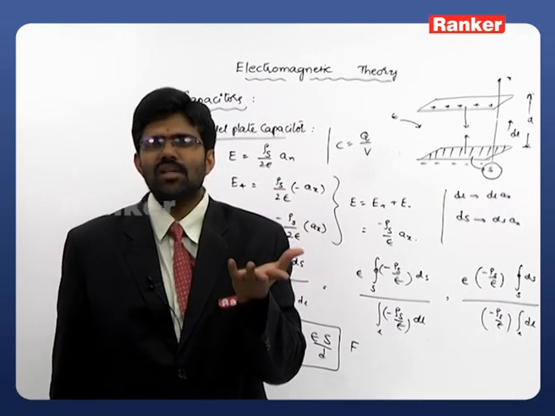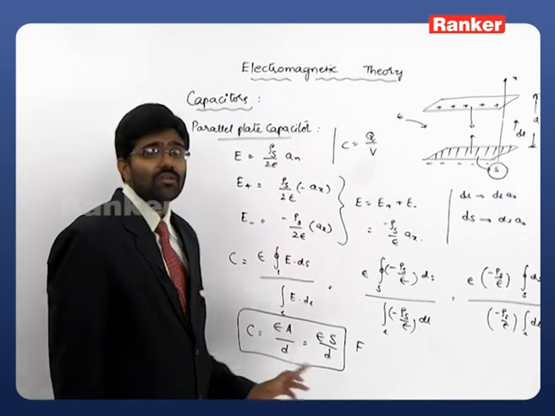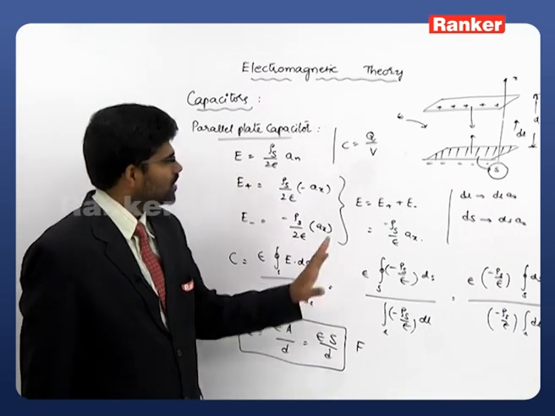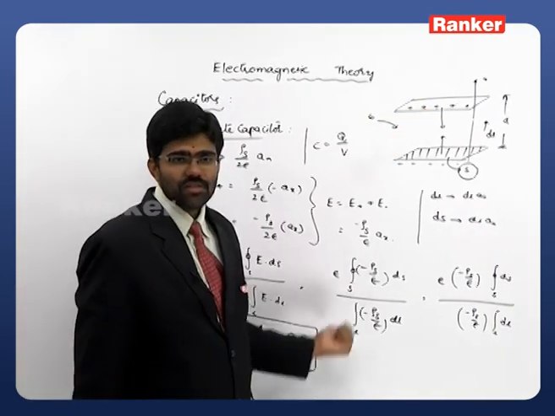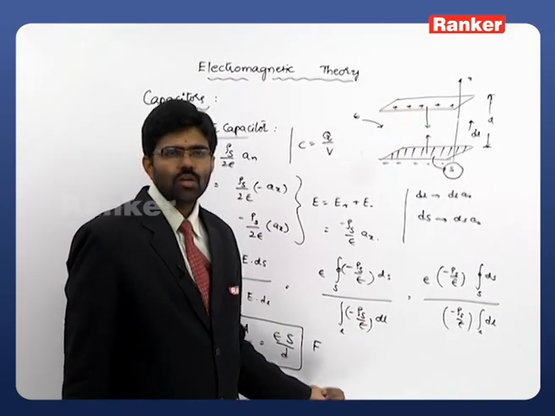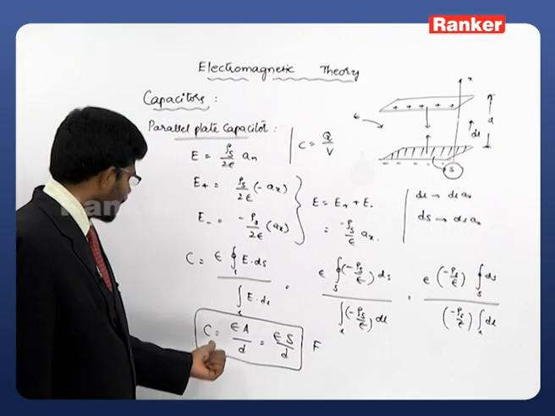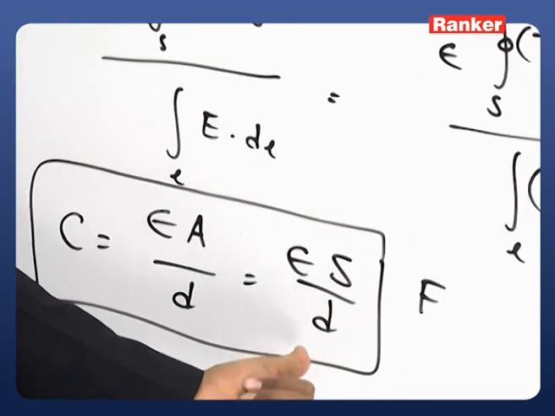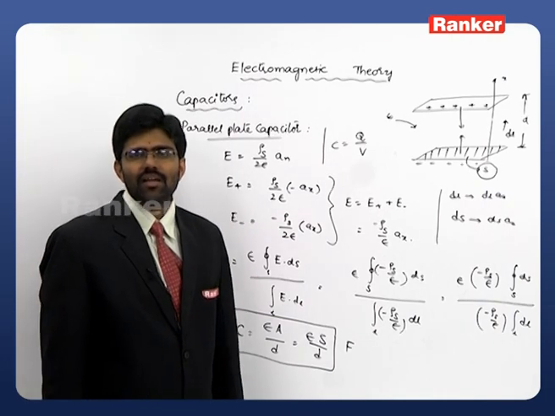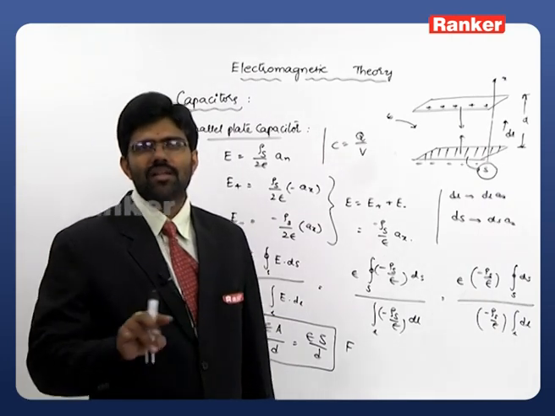So clearly what we can say is this capacitance is a physical property of the arrangement. It's nothing more than that. If you change the distance between them, the capacitance will vary. If we change the cross-sectional area, the capacitance will vary. So simply we can remember that C equals epsilon S by d is the formula. It's a very useful formula for calculating the capacitance of a parallel plate capacitor.